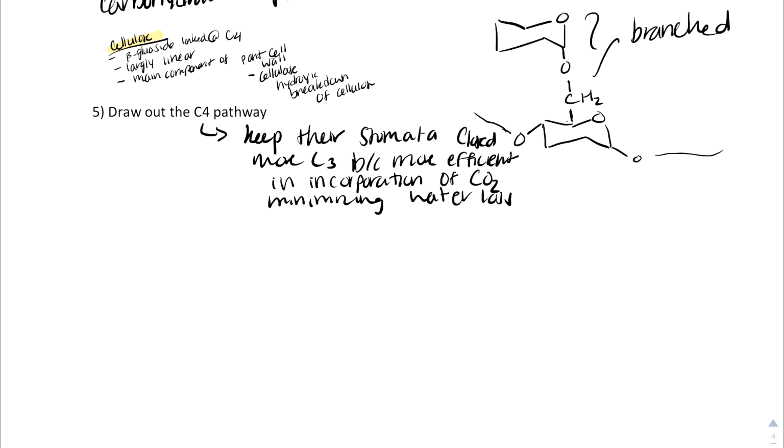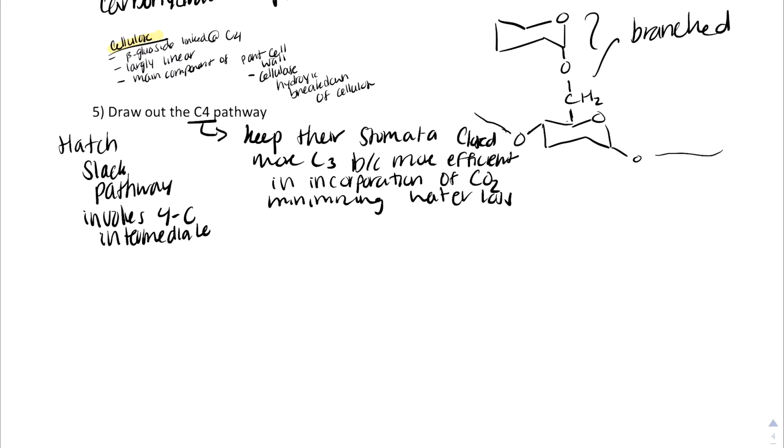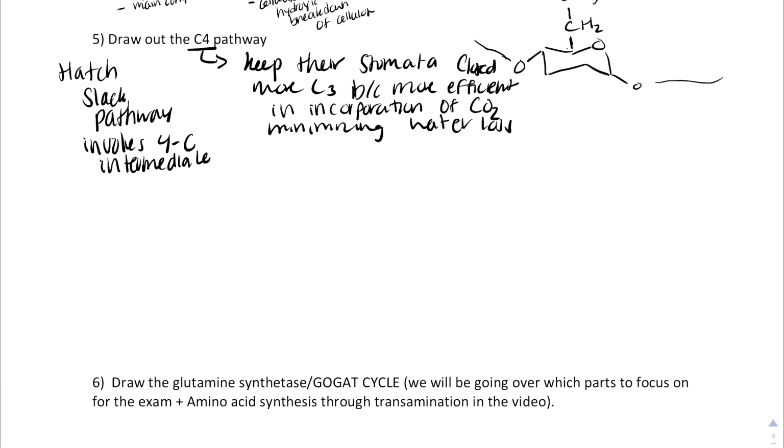So the C4 pathway is really important for saving up water for photorespiration. The C4, also known as the Hatch-Slack pathway, is called this because it involves a 4-carbon intermediate. Okay? So let's draw the pathway and talk a little bit about how this pathway works.